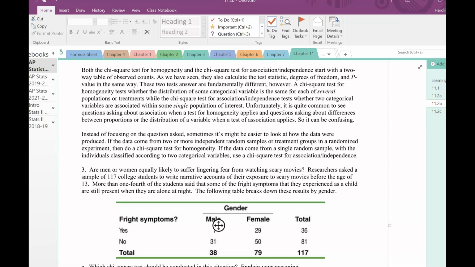More than 1/4 of the students said that some of the fright symptoms they experienced as a child are still present when they are alone at night. The following is a breakdown of these results.